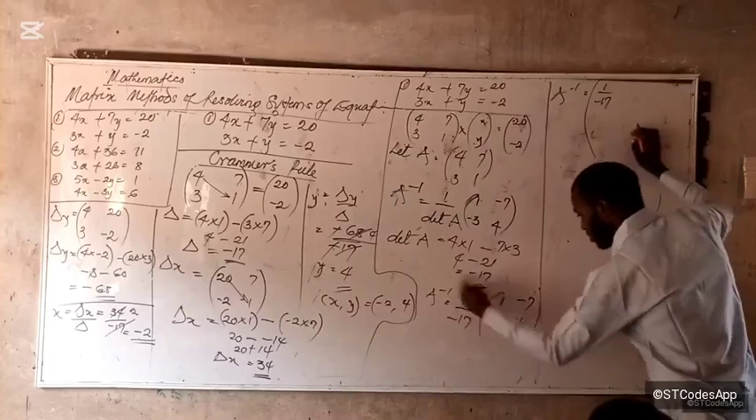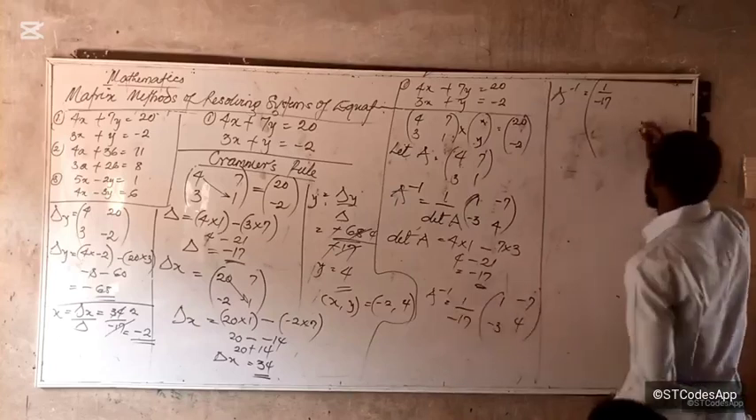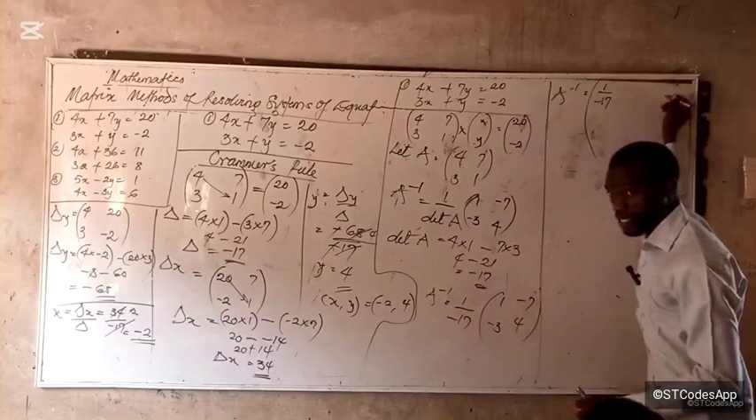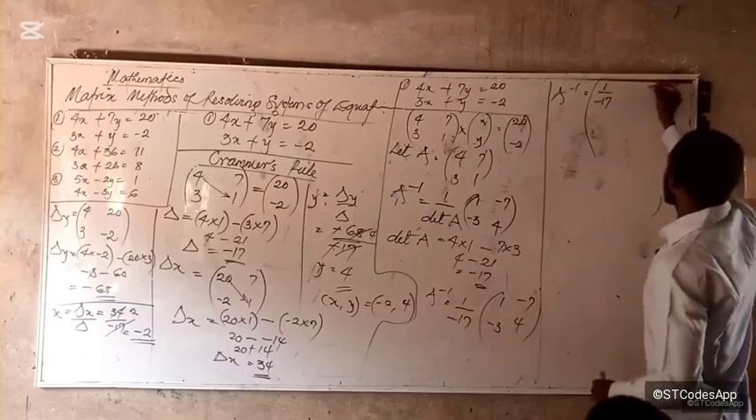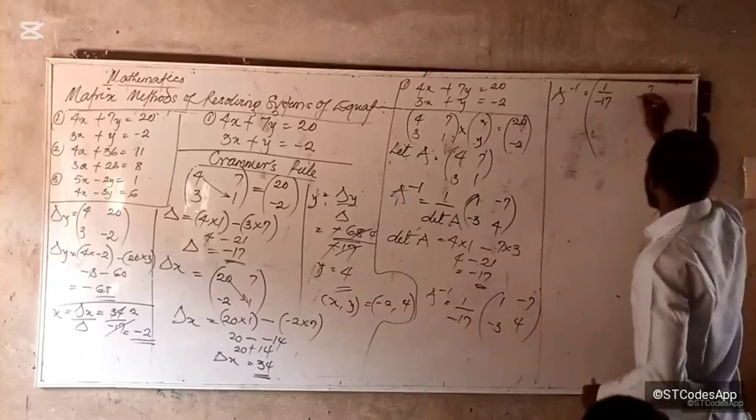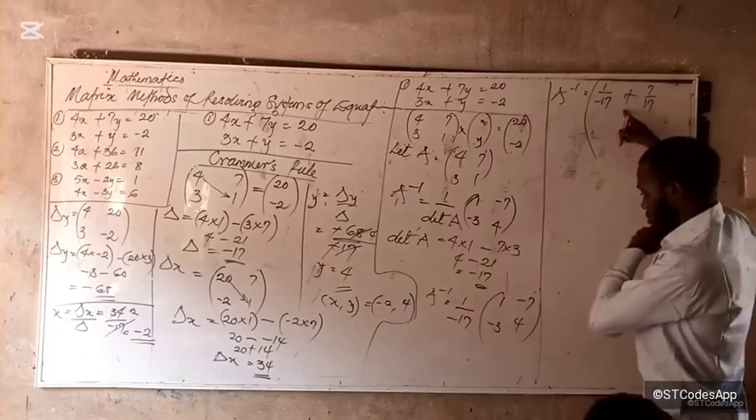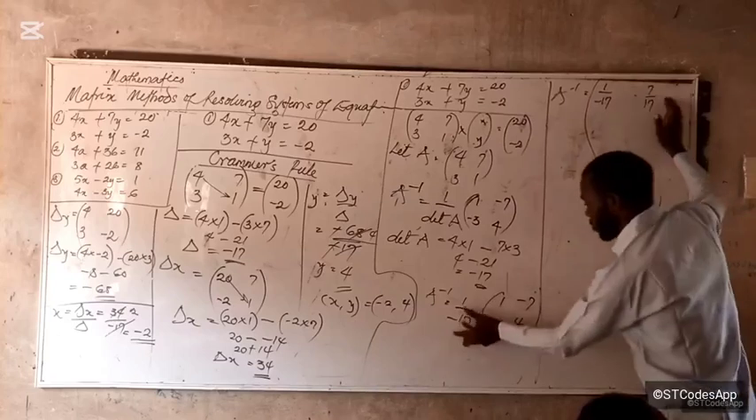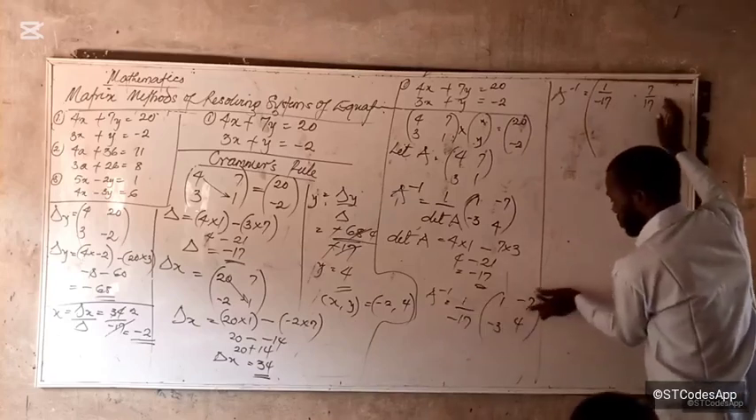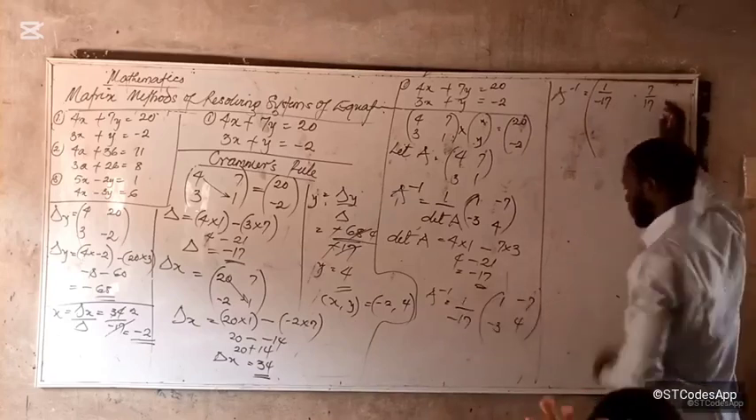Then minus 1 over minus 17 times minus 7. That gives us plus now, right? So that will be 7 over 17. Okay, plus this time. Do you understand? Plus. No, it's not plus. We are using this to multiply this one. Do you get it? We're using this to multiply this one.